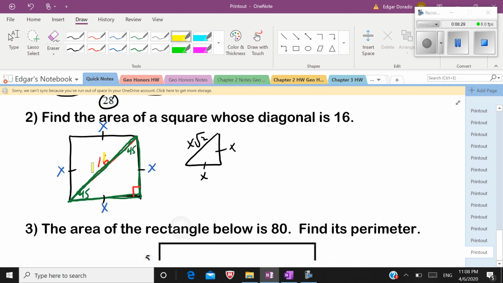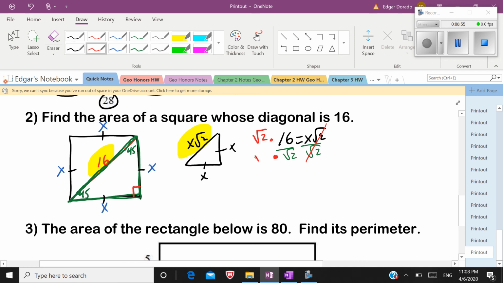Well, what do I have? I have the hypotenuse. That's the x root 2. So what does that mean? That means 16 is equal to x root 2. So all I got to do is divide by root 2, divide by root 2. These go away. But I don't like this denominator of square root of 2. We don't like radicals in the denominator. So I'm going to multiply top and bottom by the square root of 2.